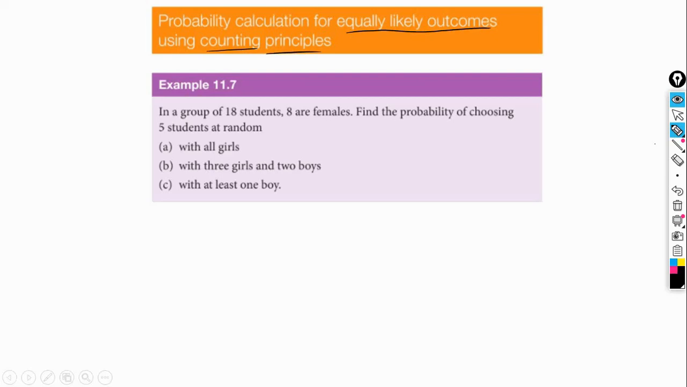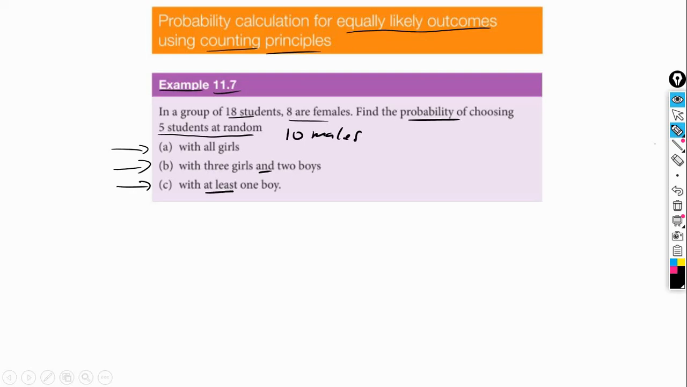So now we're going to continue with probability calculation for equally likely outcomes using counting principles. So we're going to take a look at example 11.7. And it says, in a group of 18 students, 8 are females. So that implies that 10 are males. Find the probability of choosing 5 students at random, A, with all girls, B, with 3 girls and 2 boys, and C, with at least 1 boy.